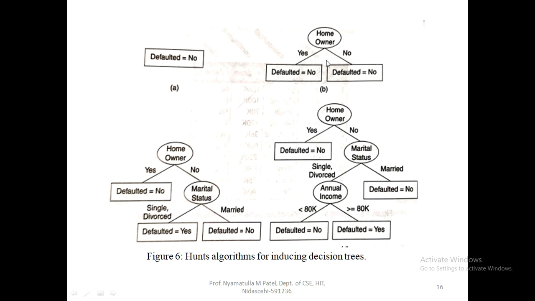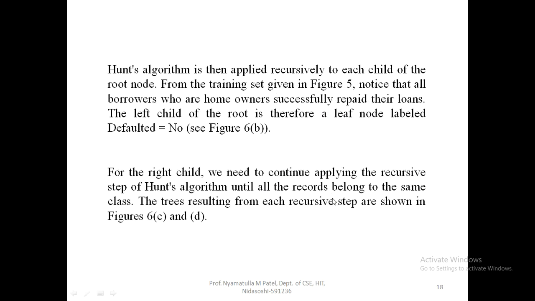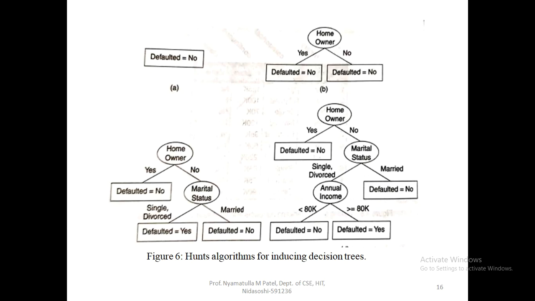Here, one test condition is homeowner, whether yes or no. Another test condition is homeowner, with one more child node added called marital status, and in the third, induced decision tree, there are different test conditions. One is homeowner yes or no, marital status single, divorced or married, and I am checking one more condition, annual income.